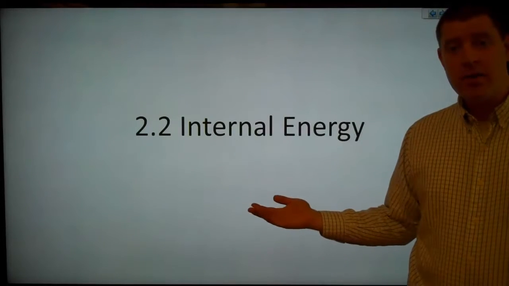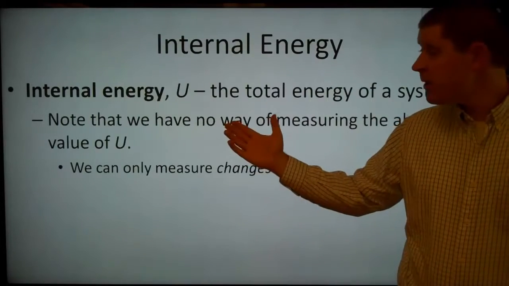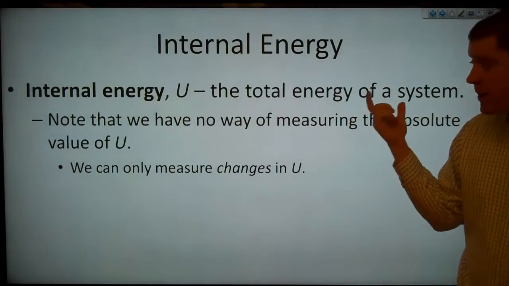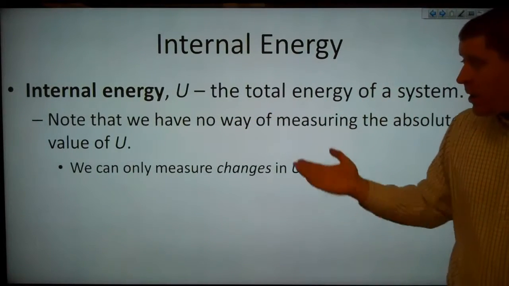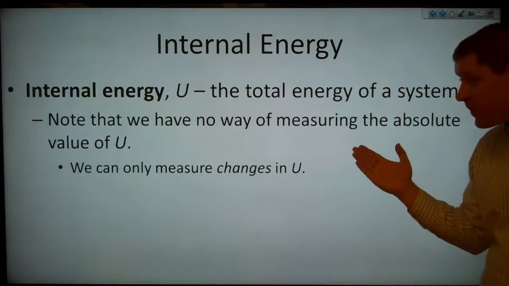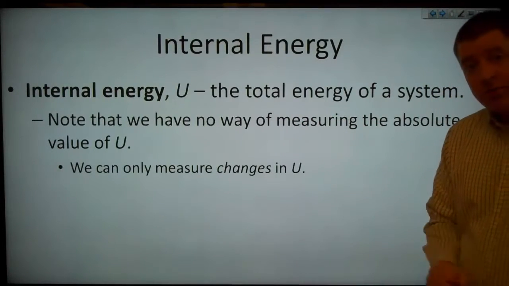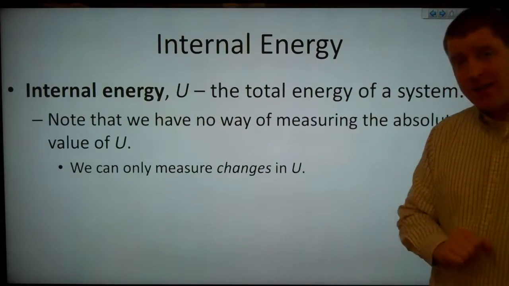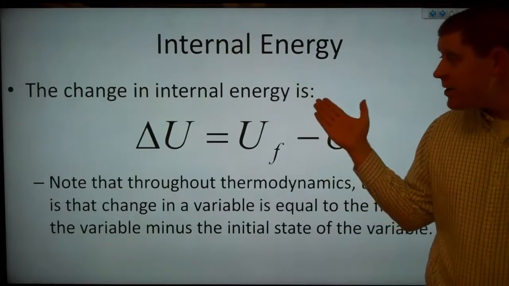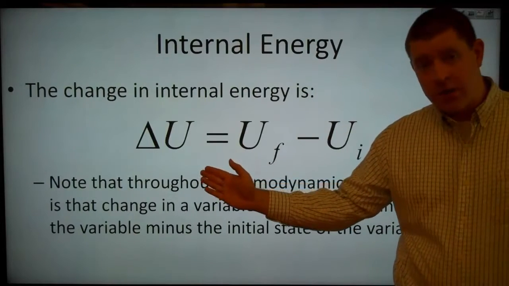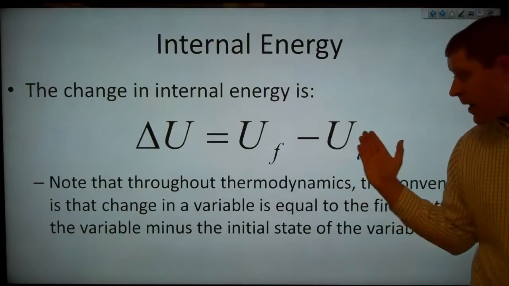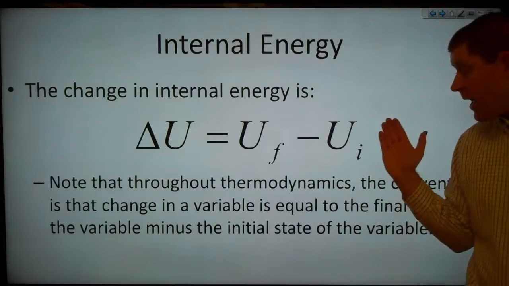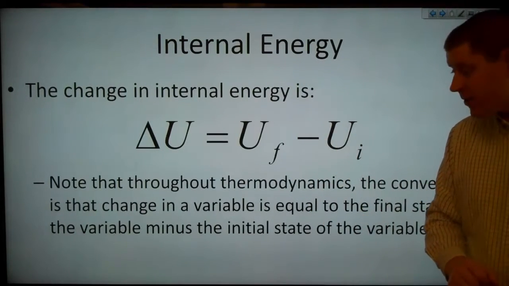Welcome to internal energy. So the internal energy, which we symbolize with a capital U, is the total energy of a system. Now, note that we have no way of actually measuring the absolute value of the internal energy. Instead, we can only measure changes in internal energy. So the change in internal energy, delta U, is equal to U_F minus U_I, where U_F is the final internal energy and U_I is the initial internal energy.